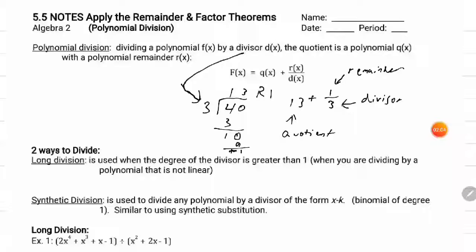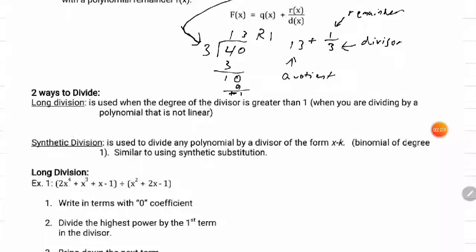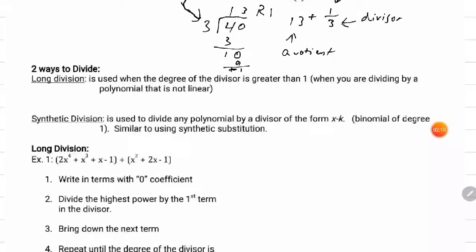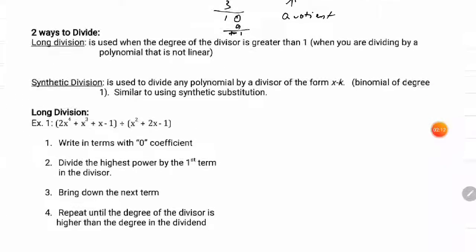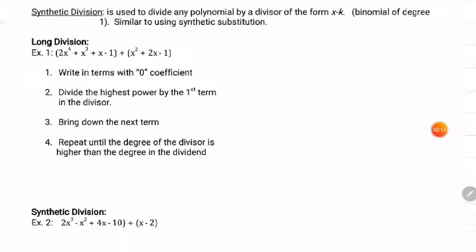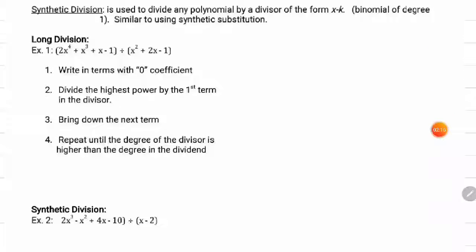So let's work with something much more difficult. There's two ways to divide: long division and synthetic division. First, we're going to do long division to see how that works. For our first example, we have 2x to the 4th plus x cubed plus x minus 1 divided by x squared plus 2x minus 1.